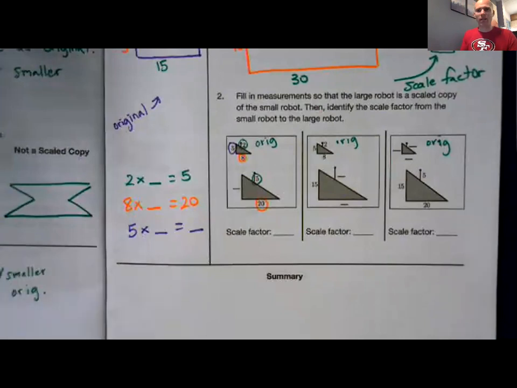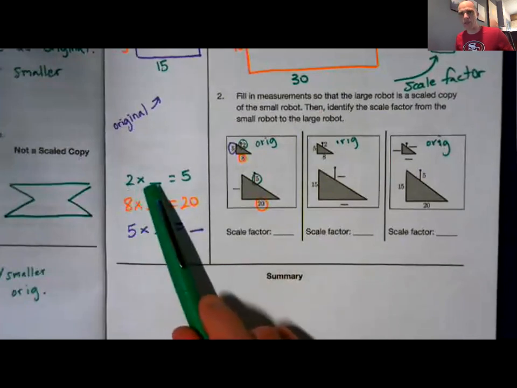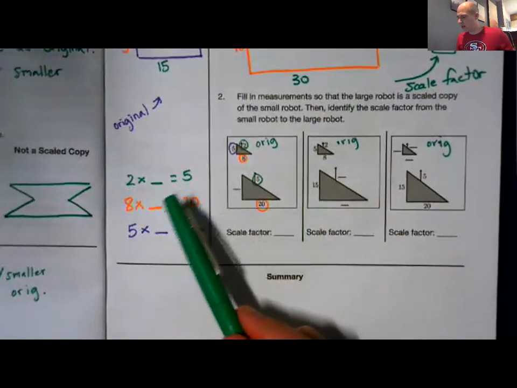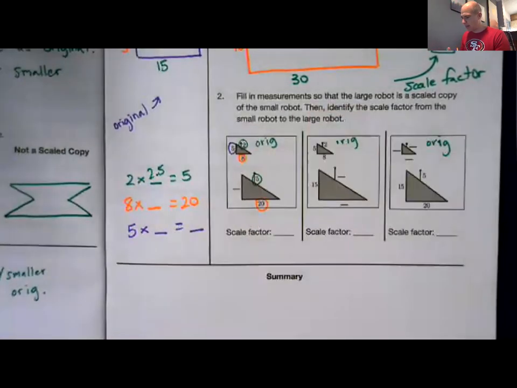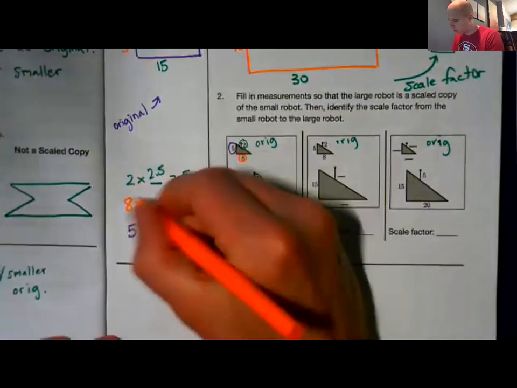If we were in class, I'd give you more time to figure this out. This would be more your job, but you're just copying me right now. I can see that if I multiply 2 times 2.5, I'll get 5, so I'm going to put a 2.5 there. And if I multiply 8 by 2.5, I get 20, so I'm going to put a 2.5 there.